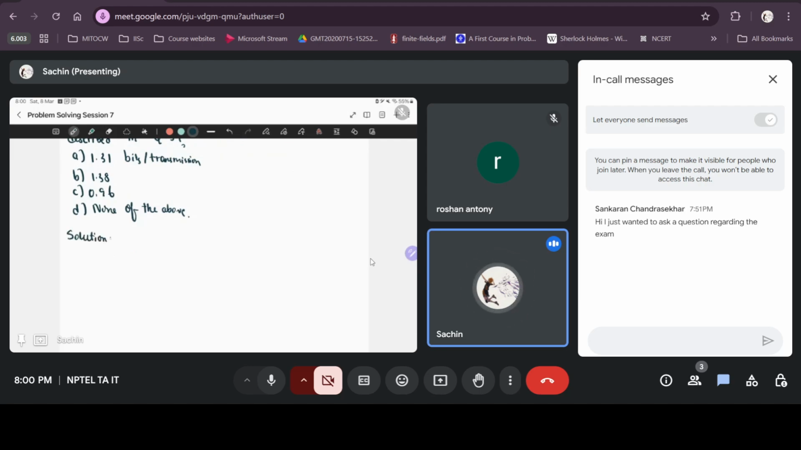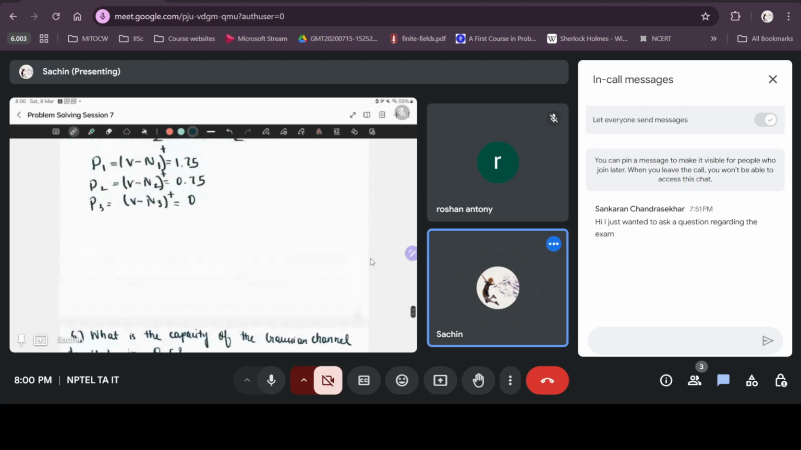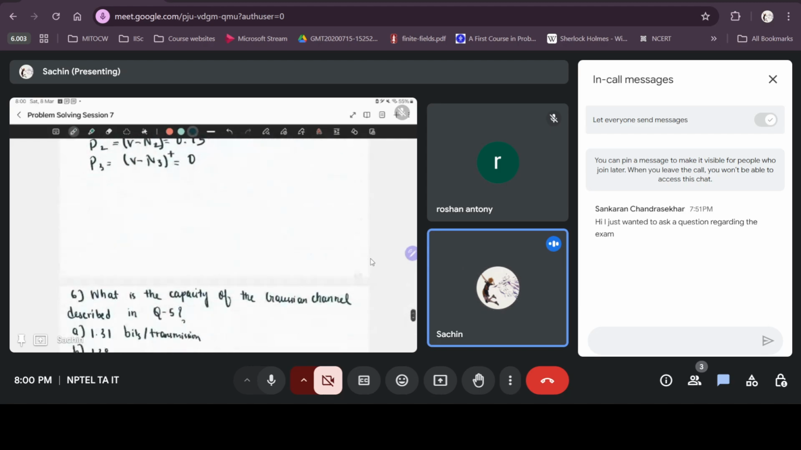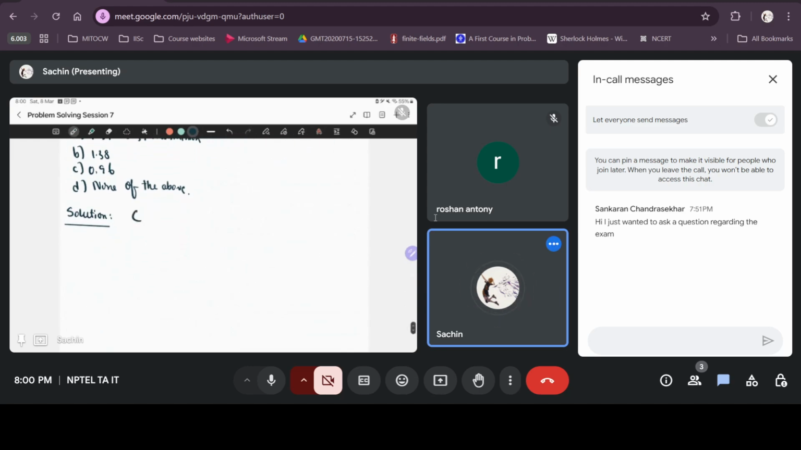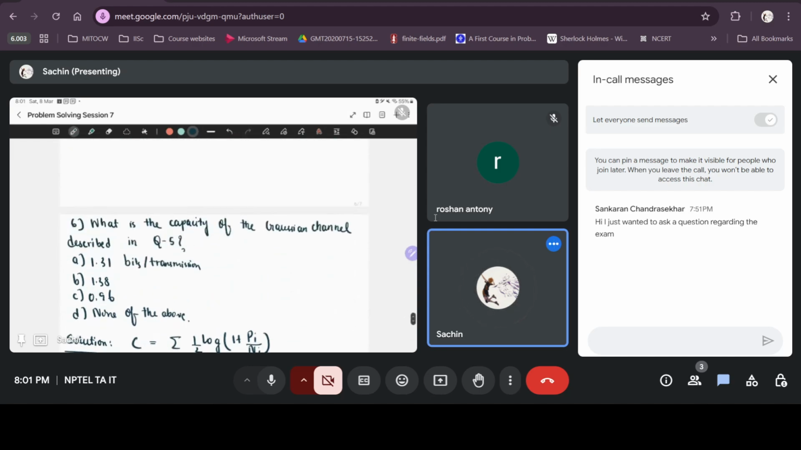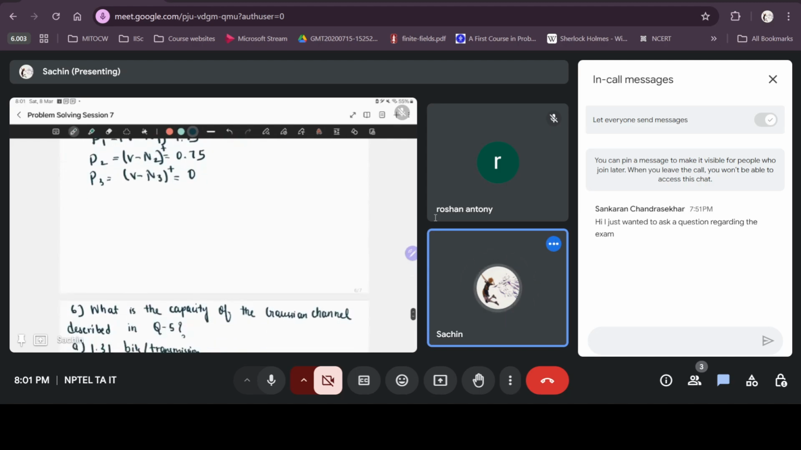Solution: for parallel Gaussian channels, the capacity is the sum, C is the sum of half log of 1 plus Pi over Ni for all i, where Pi is the power that you allocate, the optimal power allocation that we just saw in the previous question, and Ni is the noise in the ith channel.